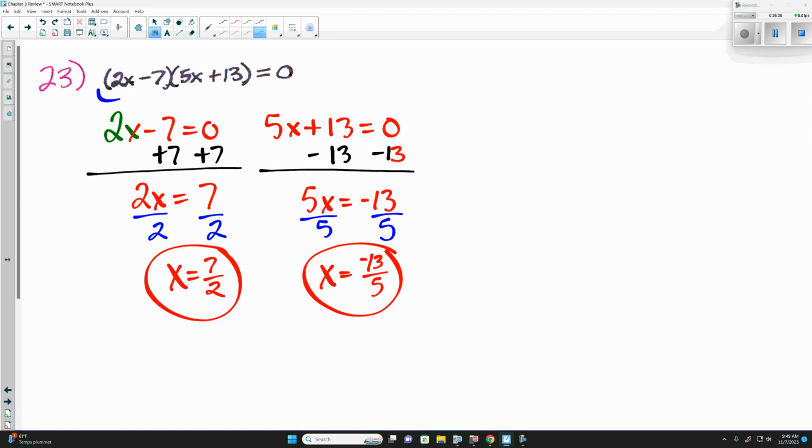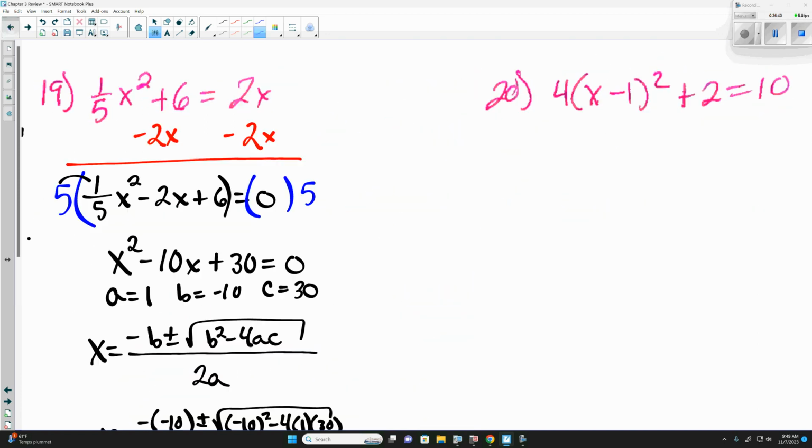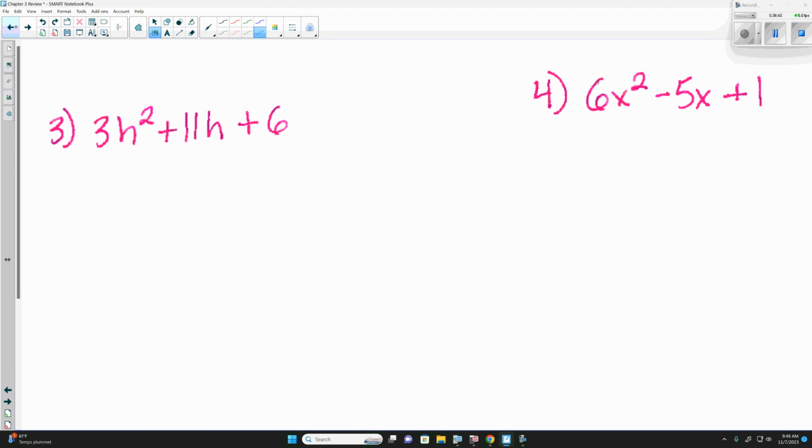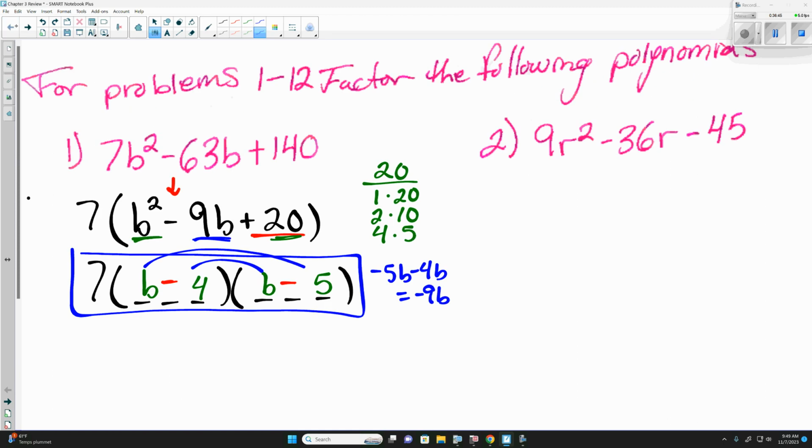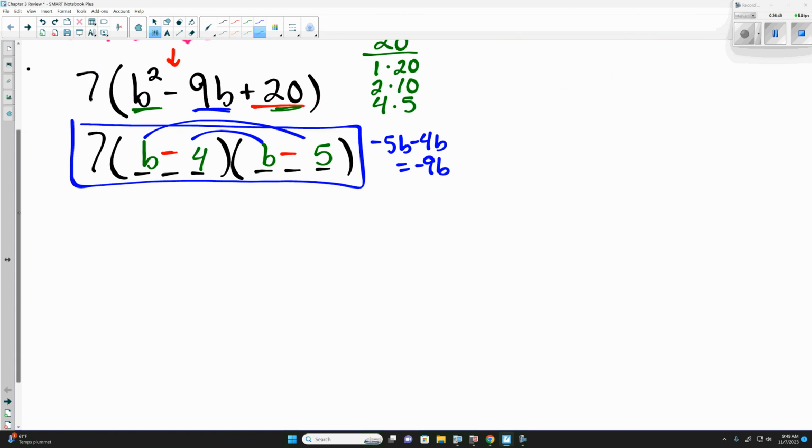Not technically, but if we go back to the first one, if we said this was equal to 0, we would do these same steps. Well, instead of being done at this point, it's equal to 0. I have 2 or more things multiplied together equals 0. One of them must be 0. Add 4, telling me b is 4.